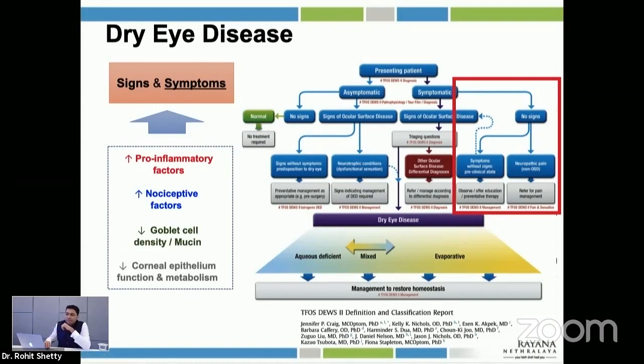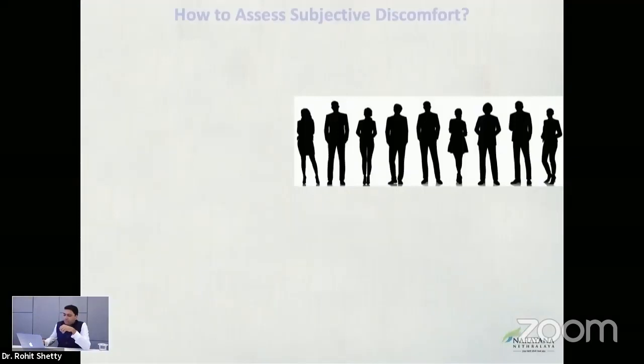And this is something which is of very big use for us when you don't have signs and when you have symptoms. And this is probably what Meibomian gland dysfunction today is about, because not all Meibomian gland dysfunctions have signs, but they come with a lot of symptoms.